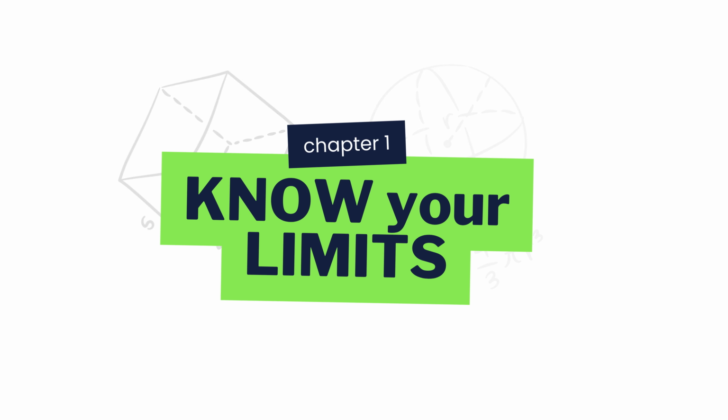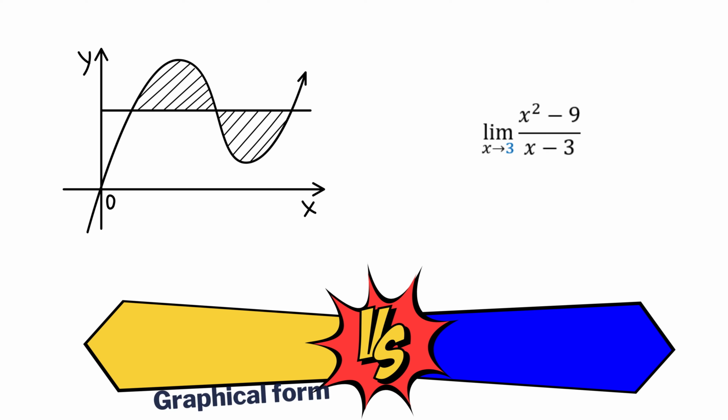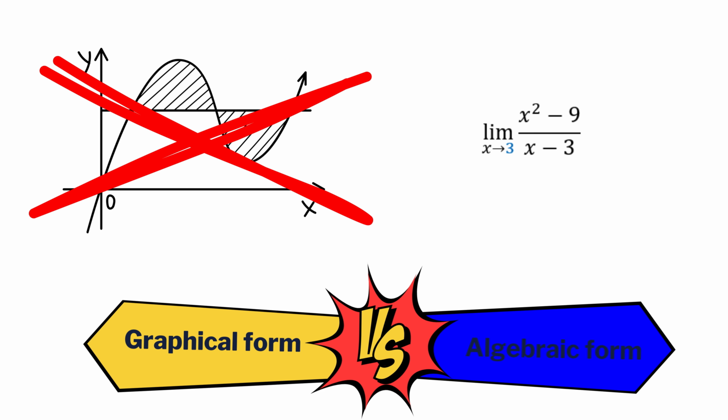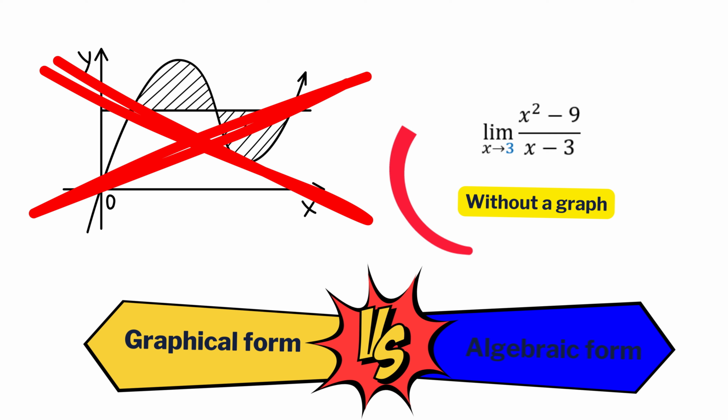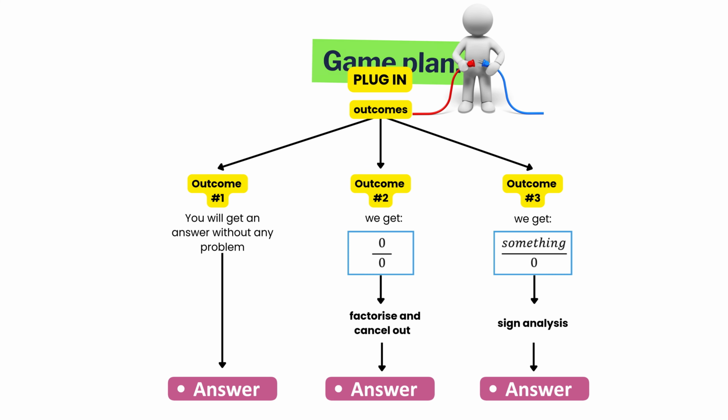Now that we know how to work out limits by looking at the graph, let's see how to do it using algebra. When we say we're finding a limit algebraically, it basically means we don't have the graph. We're just working with the function in its algebra form. To figure out the limit algebraically, we just need a solid game plan. Don't stress. It's way easier than it looks, and we're going to tackle it step by step together.